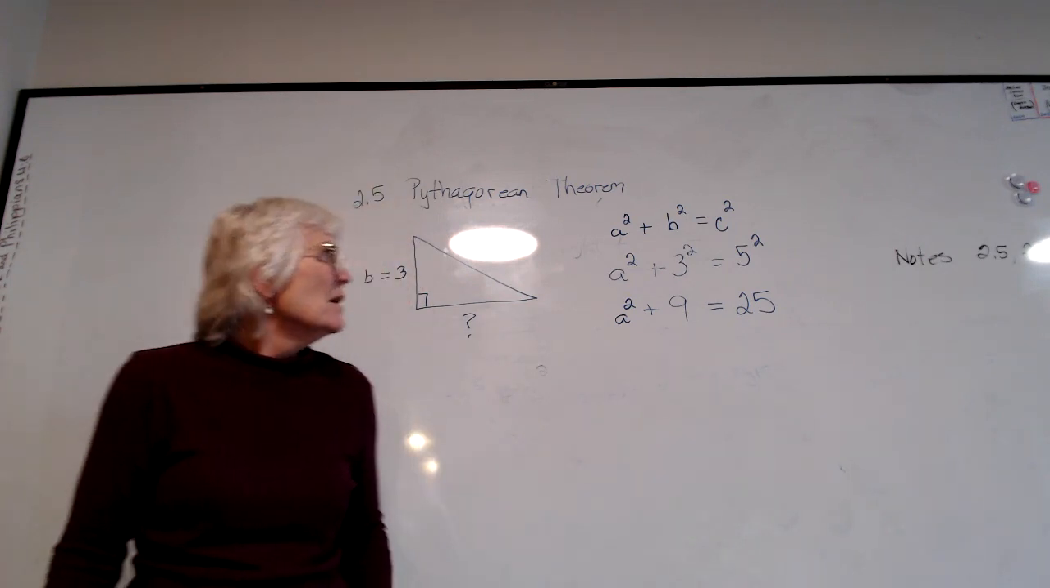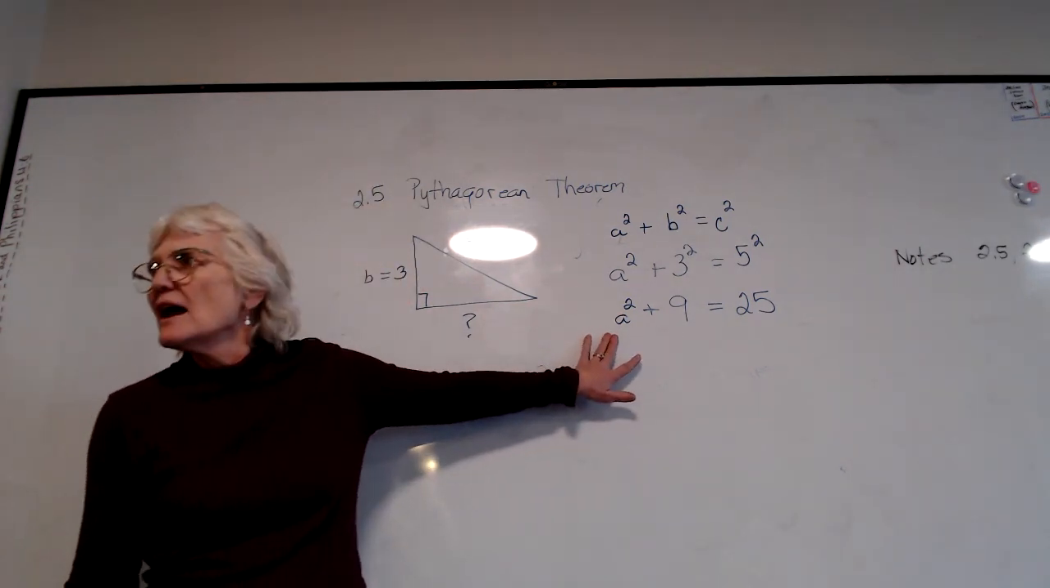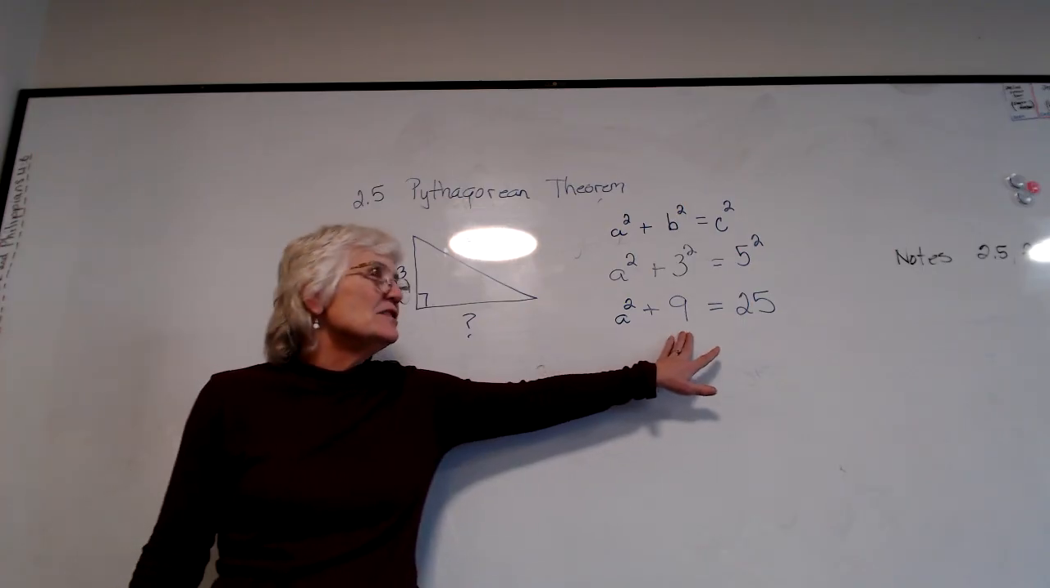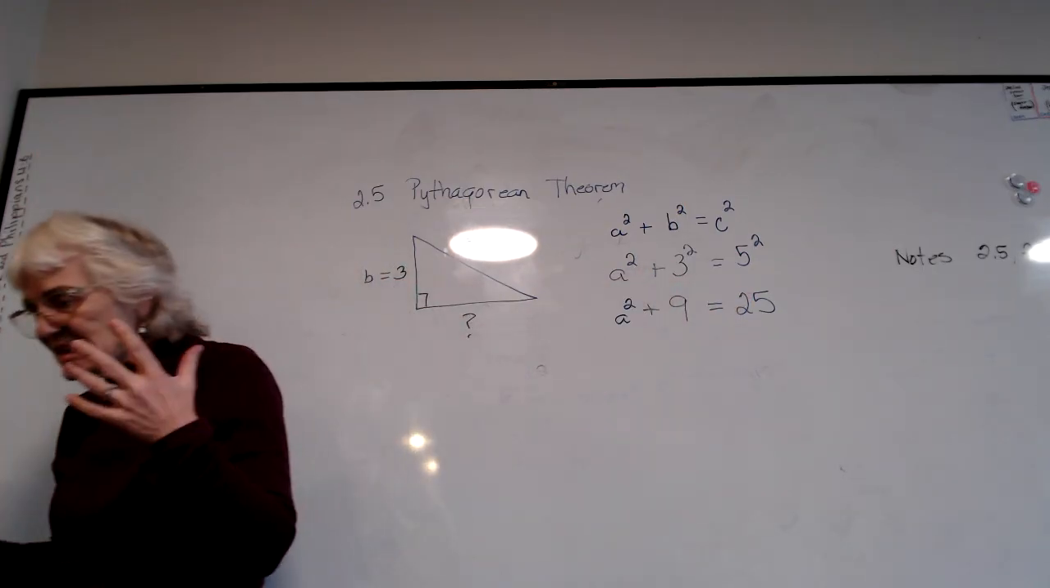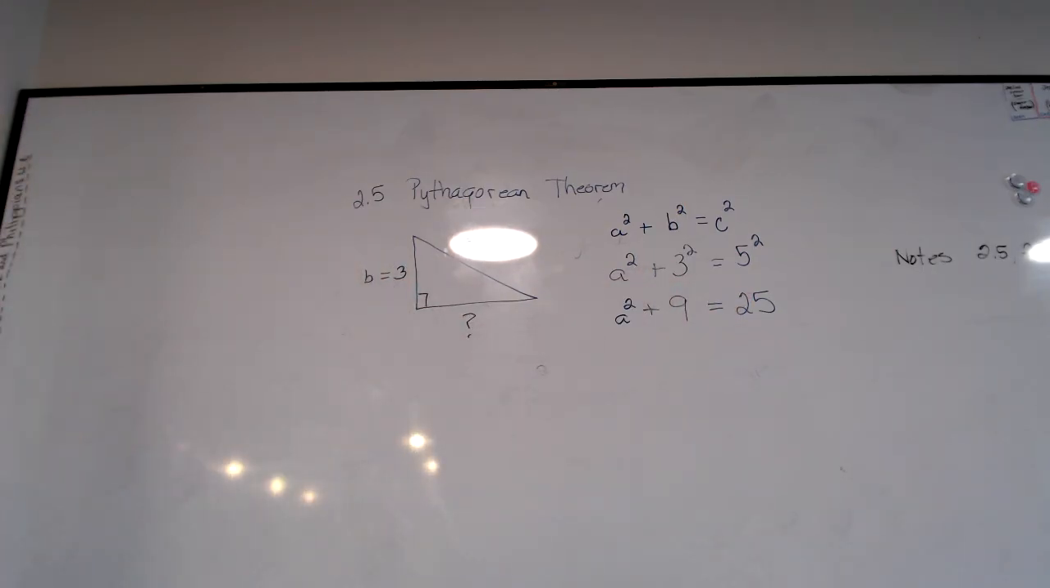Now, I'm not going to show you how to solve this just yet. What would A squared have to be so that when I add 9 to it, it makes 25? Looking at that problem, what would A squared have to be? You could subtract the 2. What else? How else could you say something plus 9 equals 25? Can you figure out what that number is?